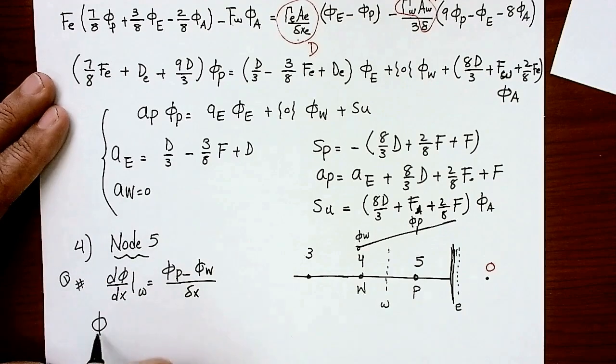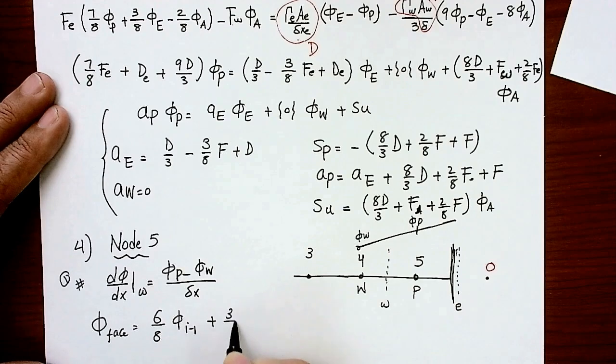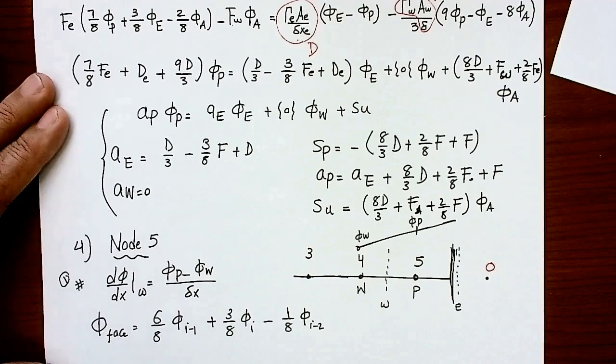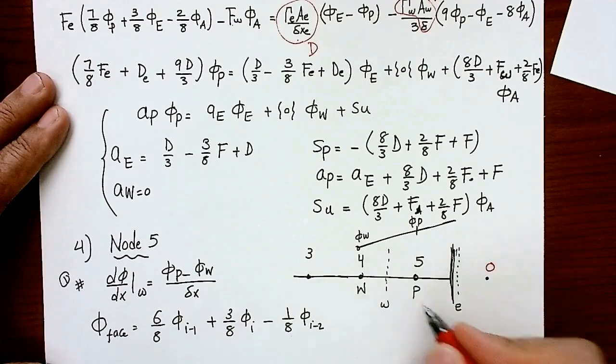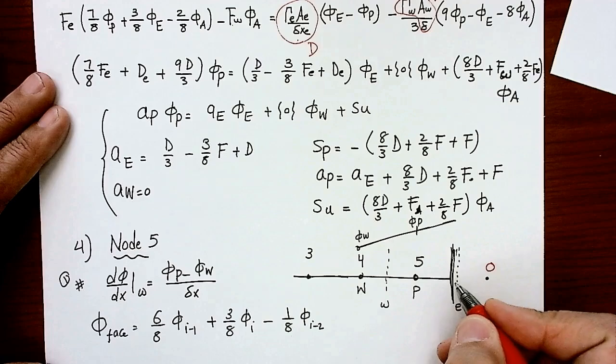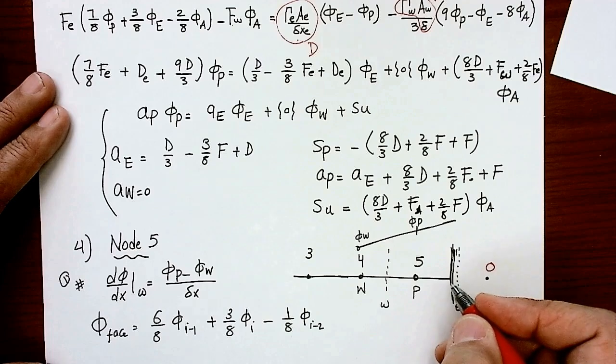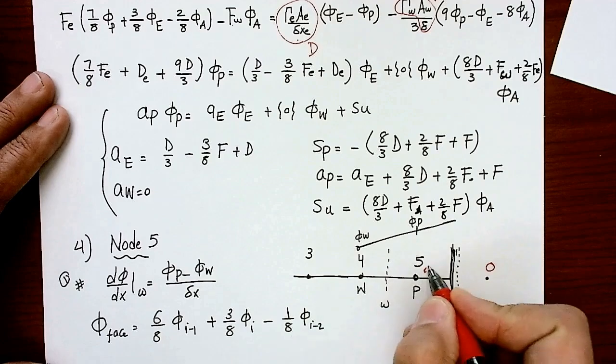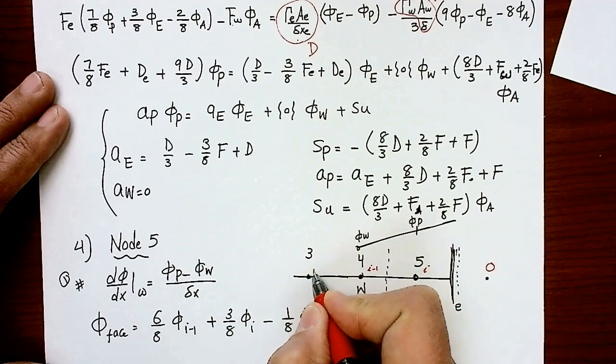Then I'm going to use the equation for phi face equal 6 over 8 phi I minus 1 plus 3 over 8 phi I minus 1 over 8 phi I minus 2. This will be my I point. I'm going to look for the west face right now. So I'm going to look at the west face. So this is going to be I. This is I minus 1. This is I minus 2.